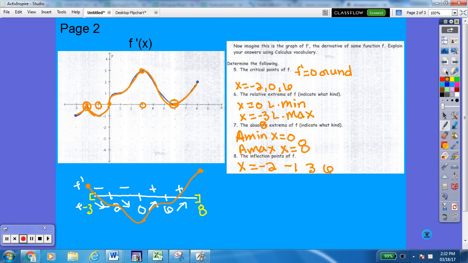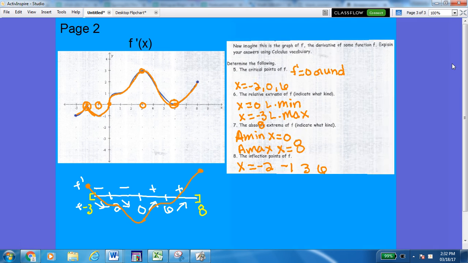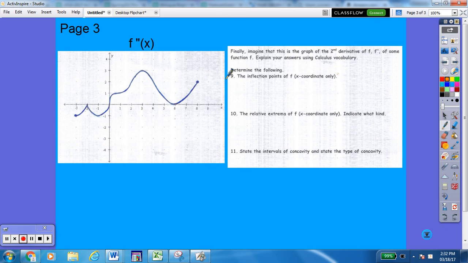Okay. All right, let's switch now and make this the graph of the second derivative. So this is the graph of the second derivative. Determine inflection points. Well, inflection points are anywhere the second derivative switches from negative to positive. So you can tell that this second derivative is negative before 0 and positive after. It doesn't quite cross over here at 6. So really the only inflection point is x equals 0.